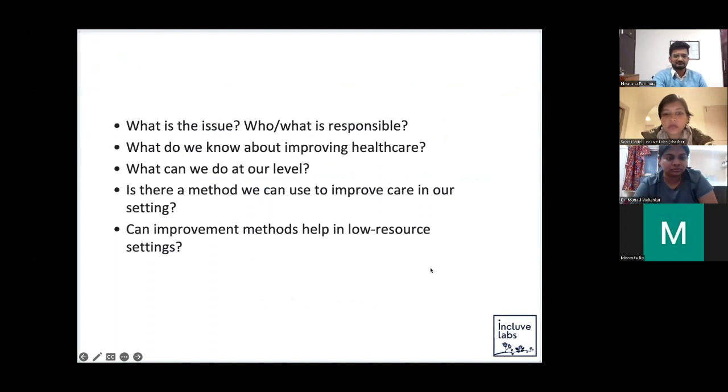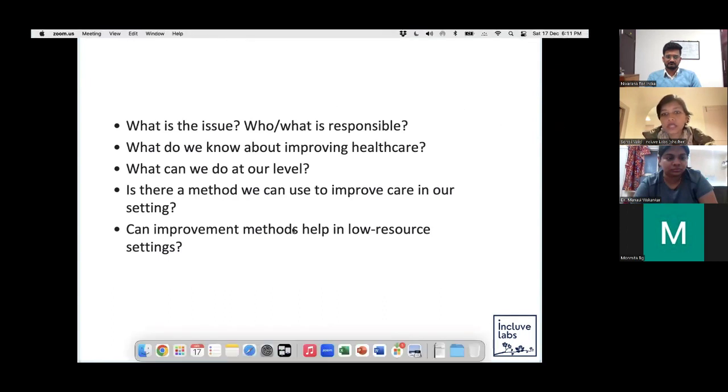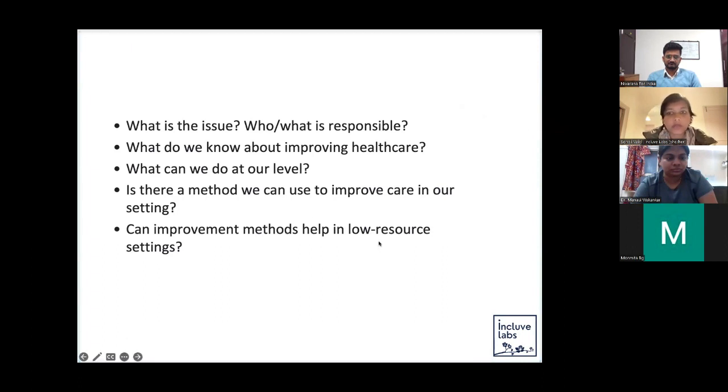Okay, so as promised in the poster, we're going to talk about what is the issue of quality of care, who or what is responsible, why are there gaps, what do we know about improving care, what can we do at our level, is there a method we can use to improve care, and do these methods work in low resource settings? As I continue to save time, I would love to see some introductions in chat. If you could just let us know where you're dialing in from and what do you do, and anything else you want to share. We would love a short intro note from everyone in the chat box. So please go ahead and type an intro.